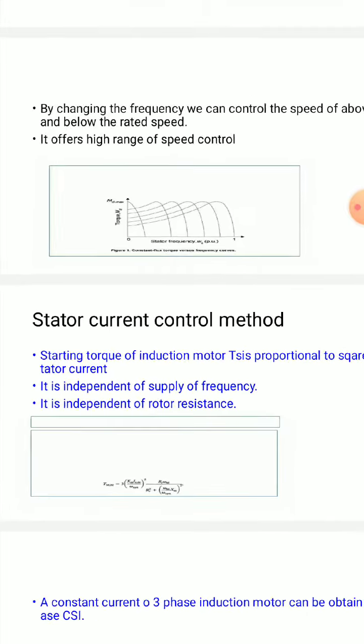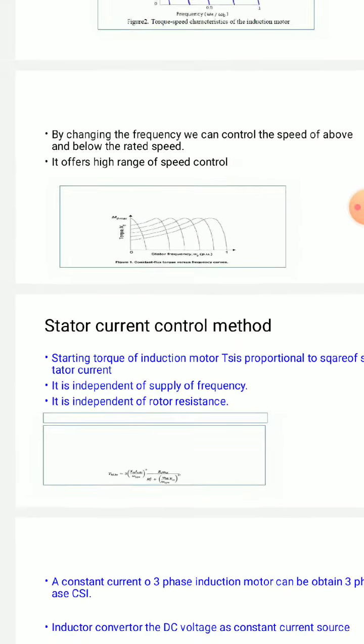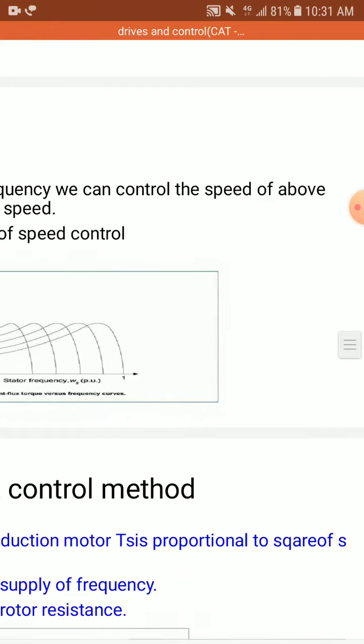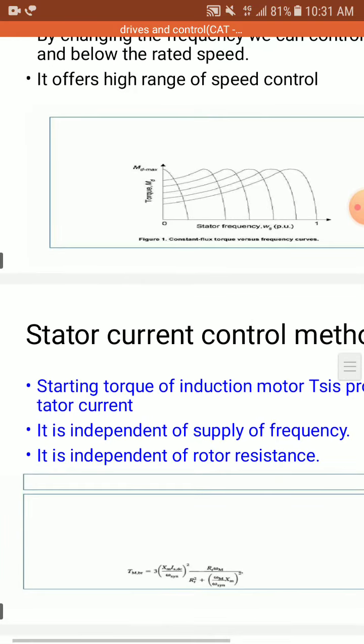Stator current control method. The starting torque of the induction motor Ts is proportional to the square of the stator current. It is independent of supply frequency. It is independent of rotor resistance.